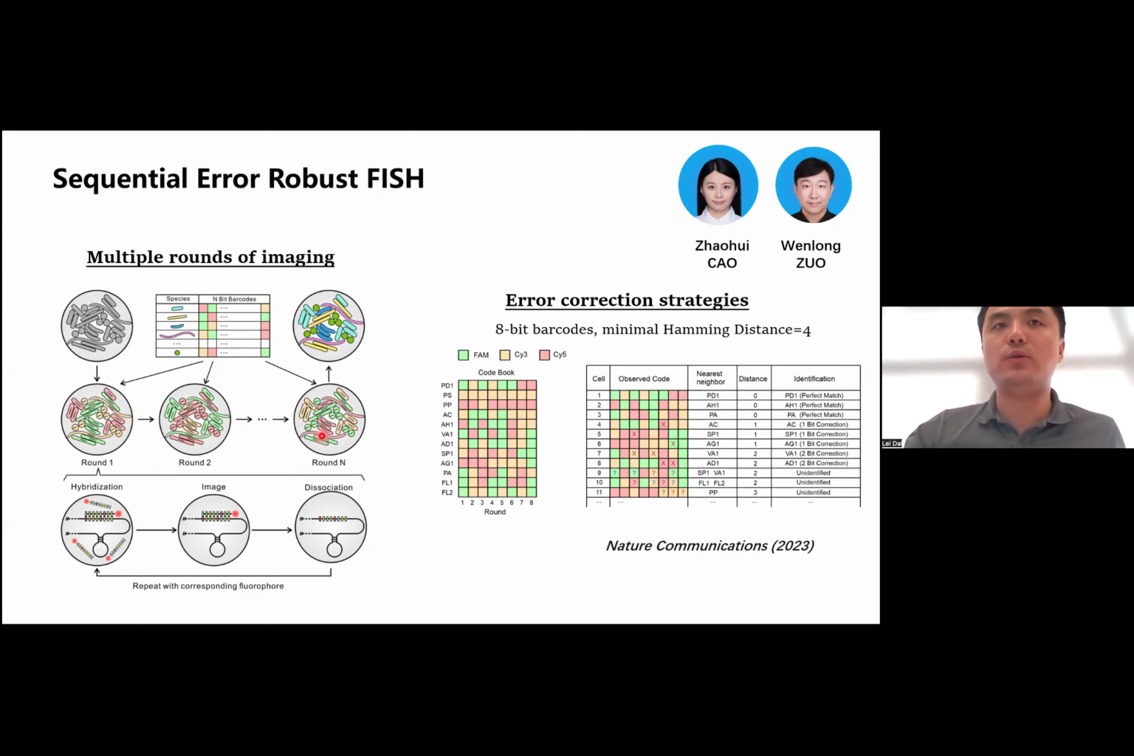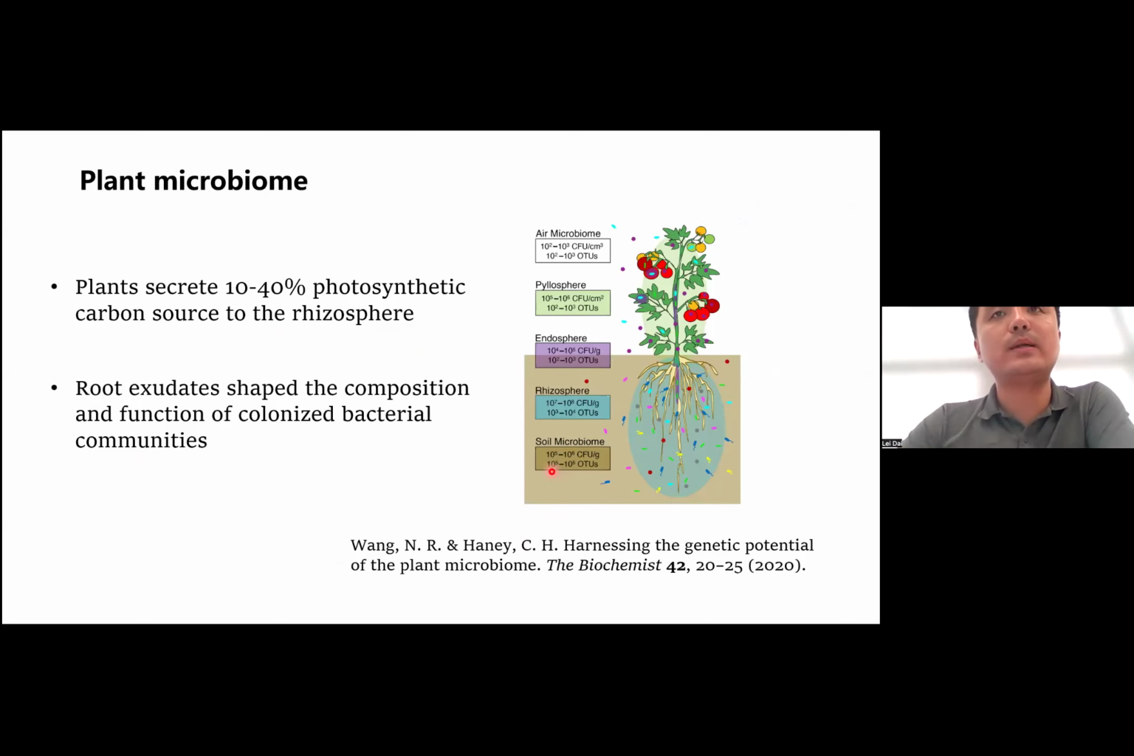So basically you do multiple rounds. We can do 10 rounds, 20 rounds to image more species, and we assign each species a color barcode, and we introduce some Hamming distance among the barcodes to correct for errors. So we call it sequential error-robust FISH. You don't need to know the details, but I'll just show you an application example.